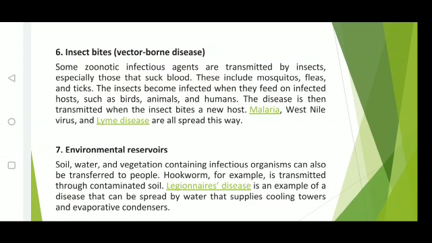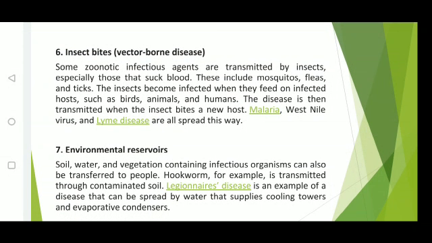Once they are ingesting the food, these microorganisms also enter the body through the mouth. That is the entry of the microorganism. Once there is a suitable environment for the growth and development of the particular microorganism, it will multiply and damage the body cells. So we can say that the person becomes an infected person. That is the environmental reservoir: from contaminated soil, water and vegetation, infectious organisms can transfer to people.